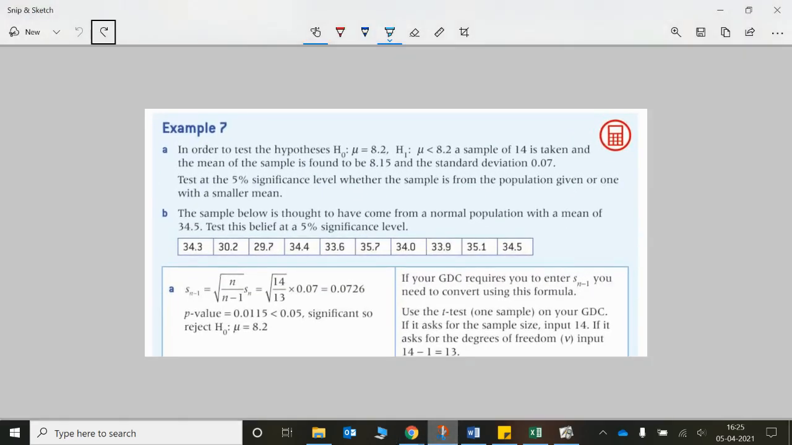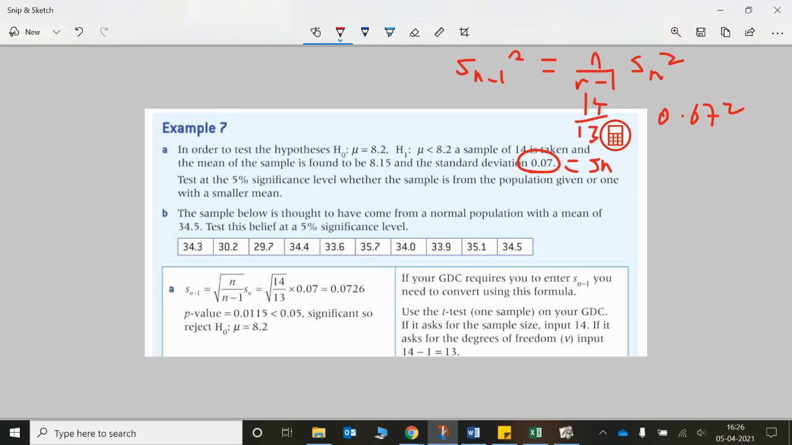Okay, so let's have a little look through then. So to start off with, we're going to need to make an estimate for our population standard deviation. So again, in order to do that, we need to use the formula that connects it. So we've got S(n-1) squared is equal to n over n minus 1 times S(n) squared. Now, of course, this S(n) is the sample standard deviation. So you just need to substitute in this case. So we've got 0.07 squared, and then we have here 14 over 13.